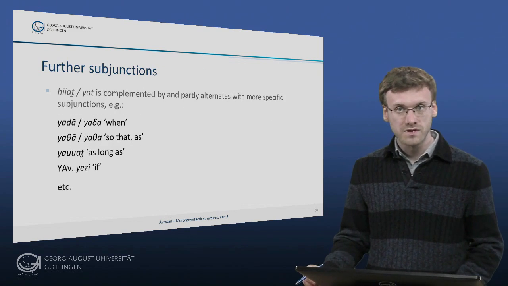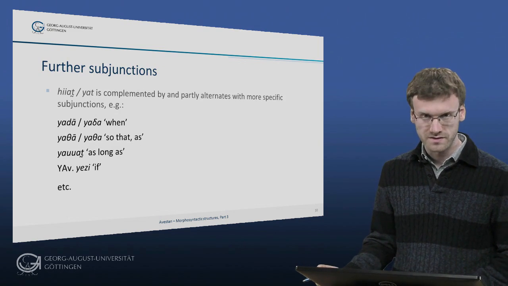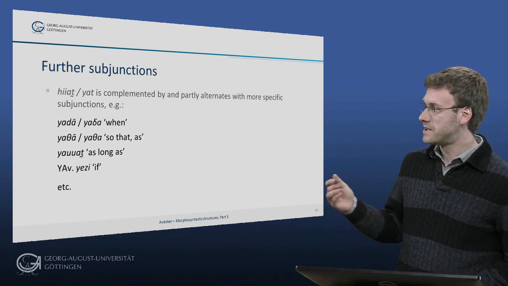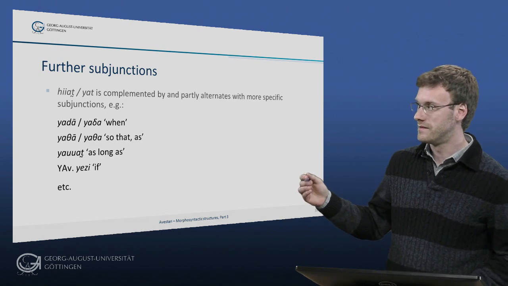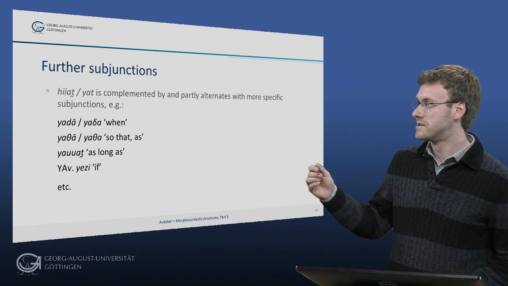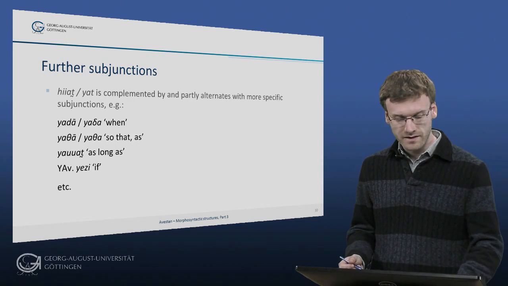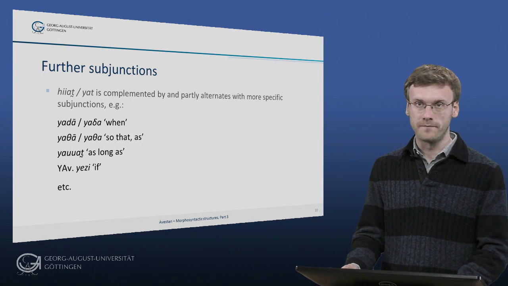Yat is complemented by and partly alternates with a series of more specific subjunctions. These include, for instance, yada, or Old Avestan yada, Young Avestan yada, when, yatha, Young Avestan yatha, so that, yavat, as long as, and Young Avestan yesi, if, and so on.